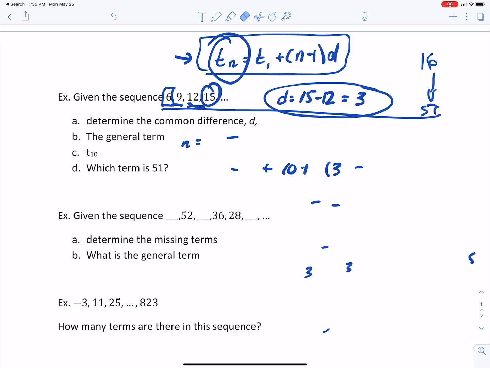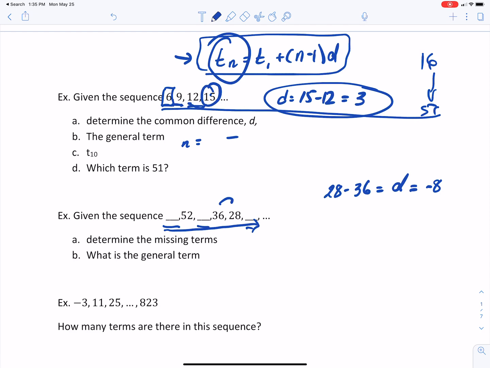So in the next one, we're given part of the sequence, but you can see the first term's missing, so is the third term, and so is this last term in what we're seeing for this sequence. So luckily, I have these two adjacent terms. And what I'm going to do is go 28 minus 36, and that's going to give me the constant difference. And in this case, it actually turns out to be negative. It's negative 8.